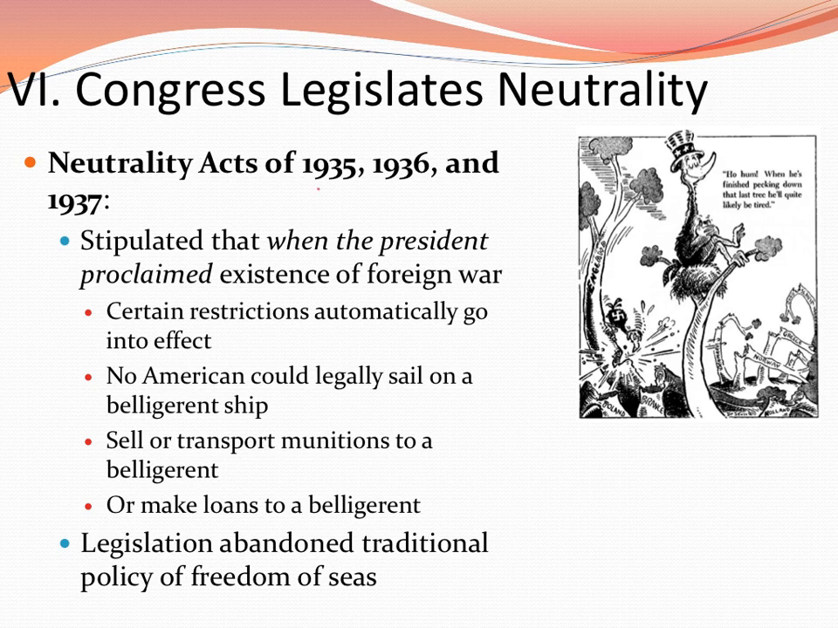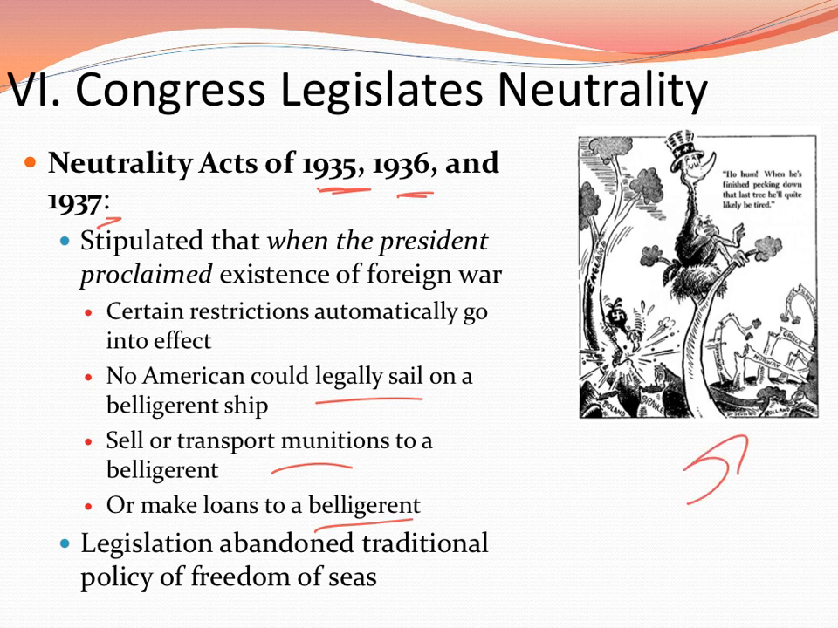The Neutrality Acts of 35, 36, and 37 were basically all trying to reiterate the idea that the United States will stay out of this war. They are not going to be involved. It outlines certain things, like it says the U.S. couldn't sail on belligerent ships, we couldn't transport munitions, we could no longer make loans, right? We really had to distance ourselves from this growing problem. And the legislation abandoned the traditional policy of freedom of the seas, meaning that the United States could do whatever we wanted out on the seas, and now we cannot.